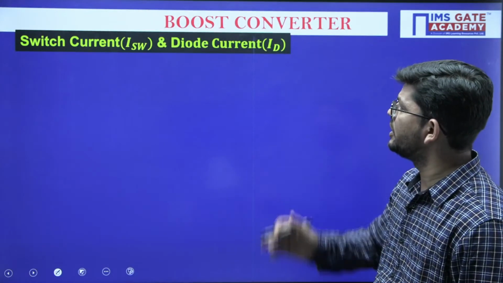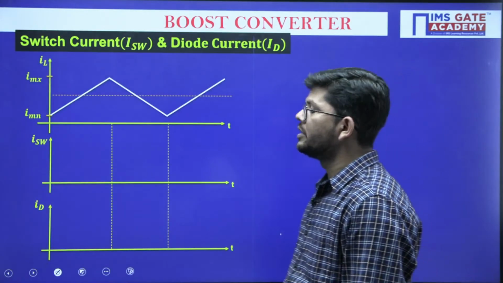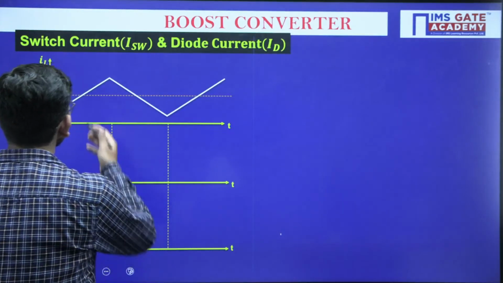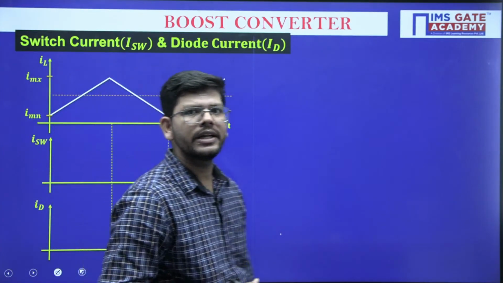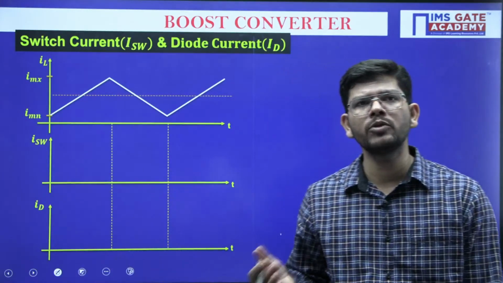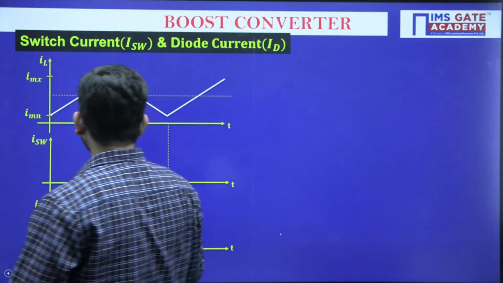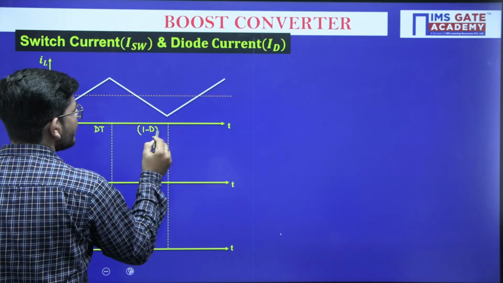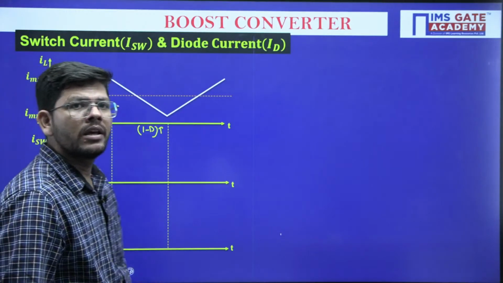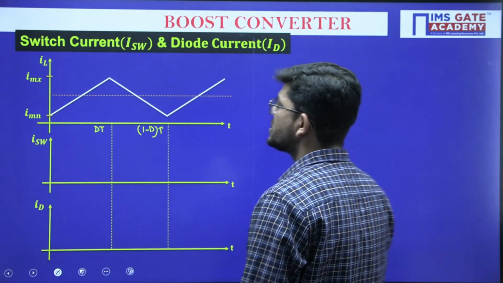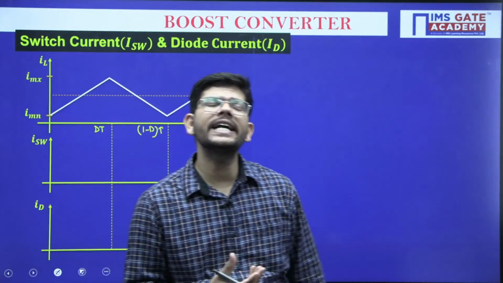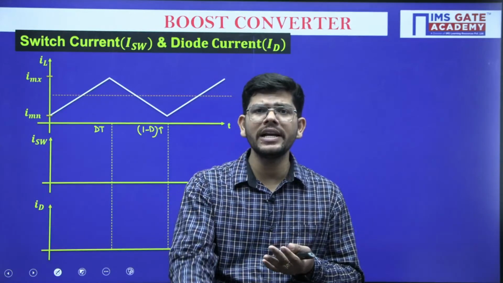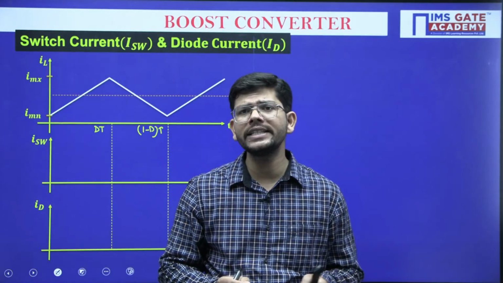Let me move to the next point, switch current and diode current. Just see the inductor current. This is how the inductor current is behaving, isn't it? It is increasing from minimum to maximum and then maximum to minimum for dt time and 1 minus dt time, the on time and off time. Now guys, what is the switch current? The switch is on in the on period. When it is on, it is carrying the same inductor current, yes or no?